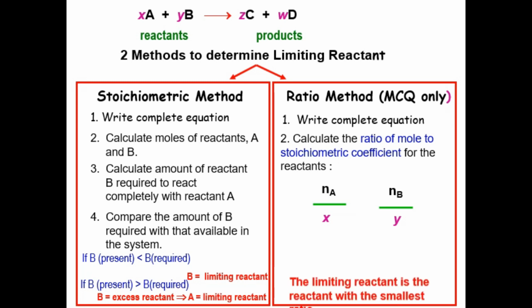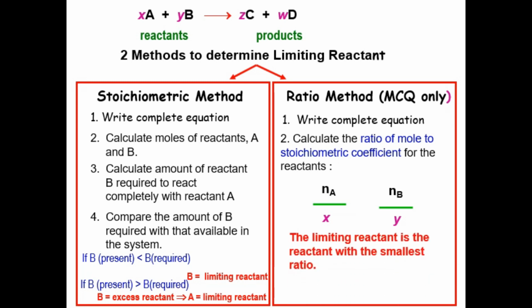So how can we determine the limiting reactant? Thus, the limiting reactant is the reactant with the smallest ratio here.